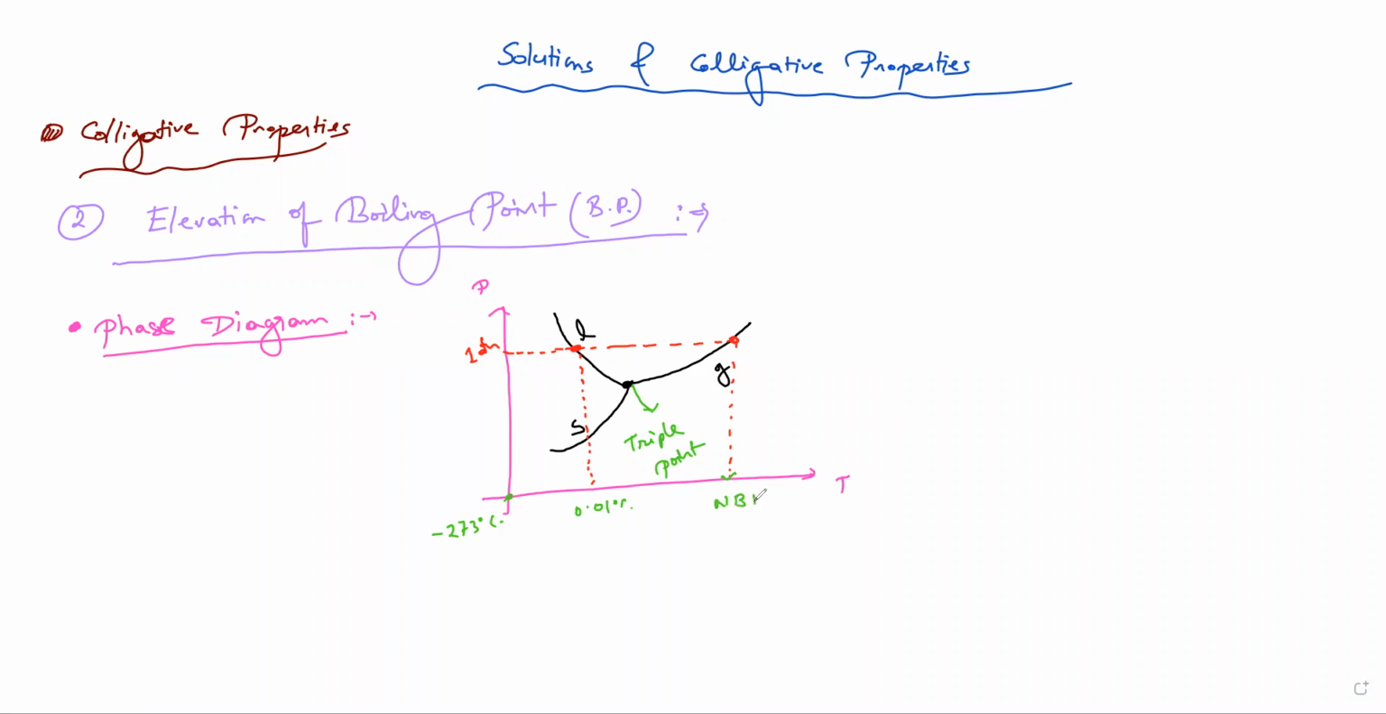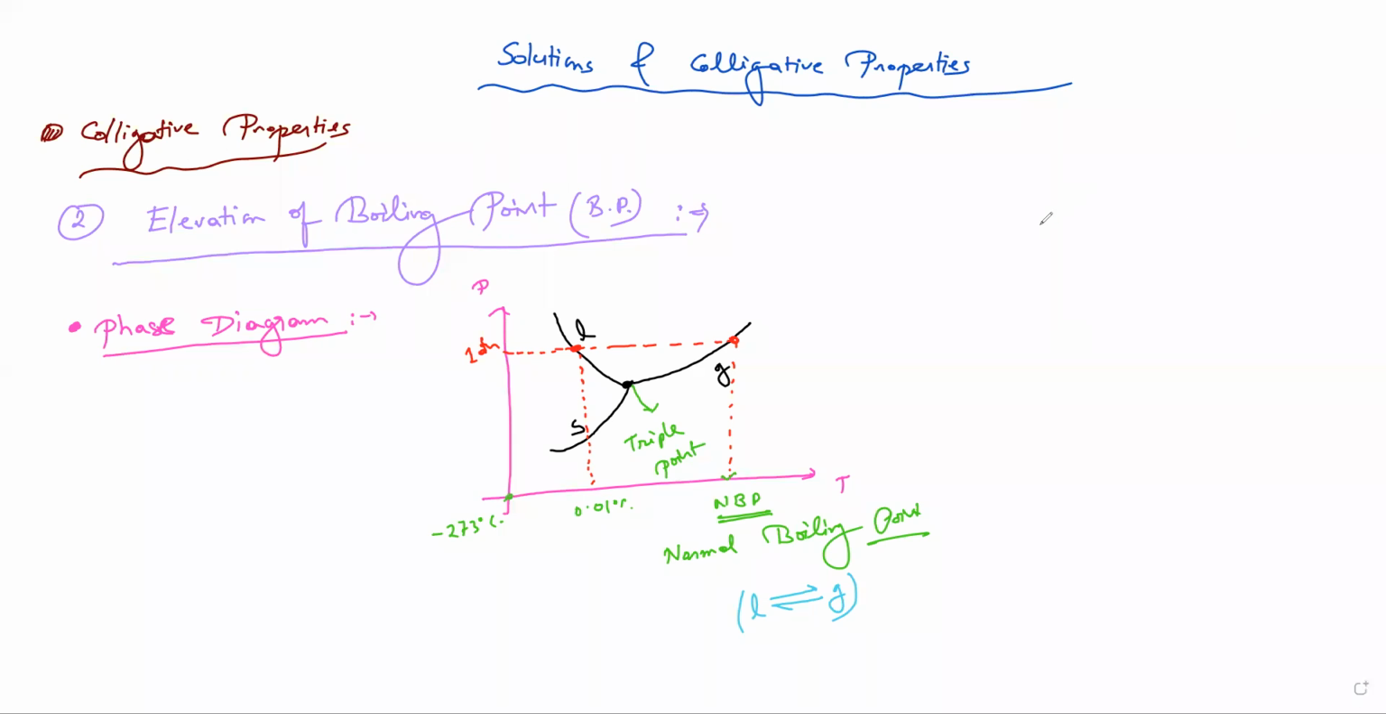This is where boiling point takes place, this is the normal boiling point. In the normal boiling point, basically liquid and gas both are in equilibrium.